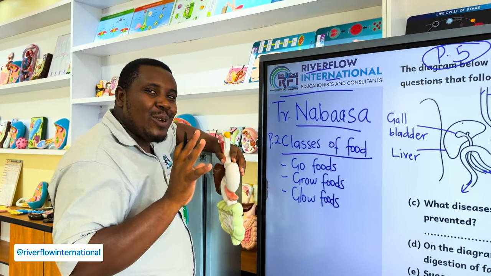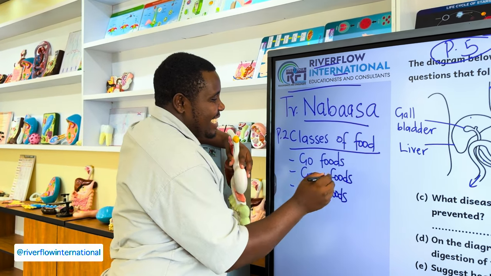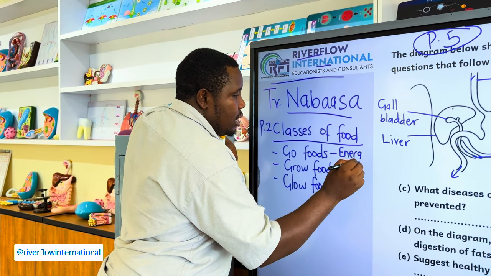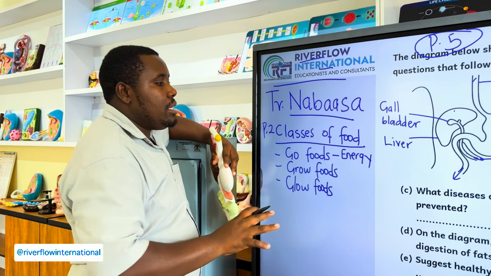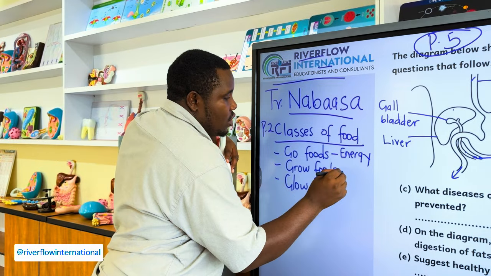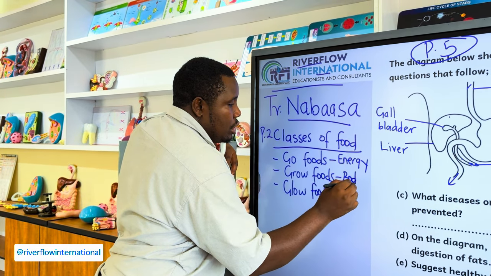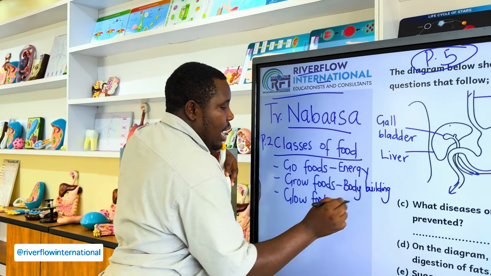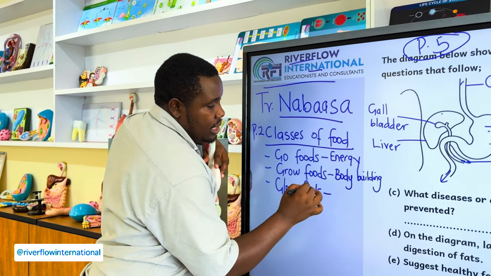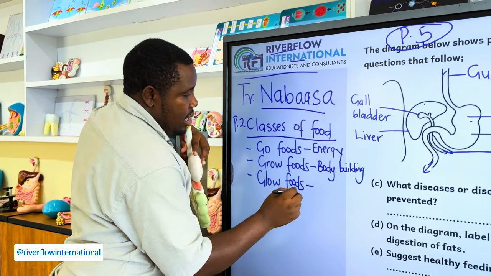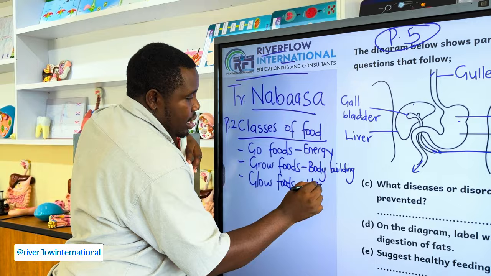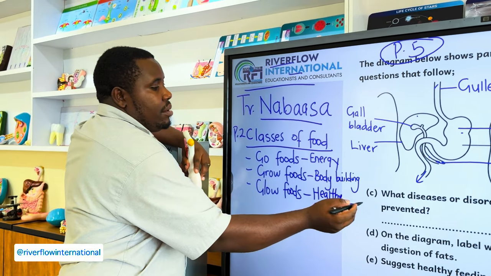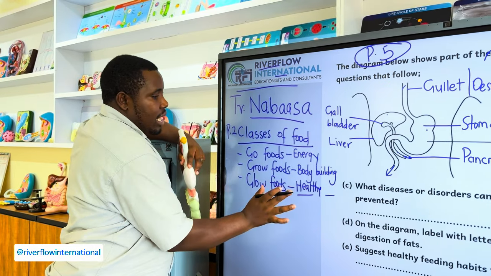Now, before we answer the question, I want us first to understand. Now, this is it. And we know these are energy-giving foods. These are energy-giving foods. Majorly carbohydrates. They give us energy. Then these ones, they are body building. And then this one, glow, these are healthy giving foods. Now, this is where you find vitamins, mineral salts, even water can come here.